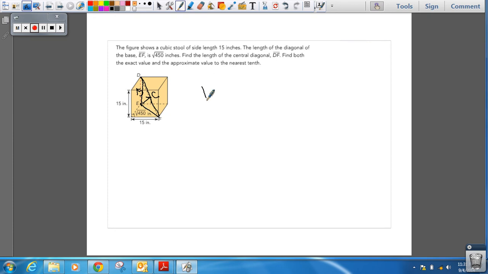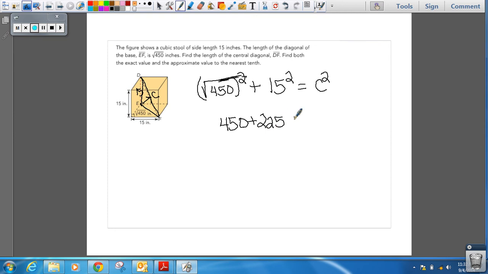So one leg is the square root of 450 squared plus the other leg, which is 15 squared, is equal to C squared. The square root of 450 squared, remember the square root's the opposite of the square, so that cancels out, and you're just left with 450. Plus 15 squared, which would give us 225, is equal to C squared. So we have 675 is equal to C squared.